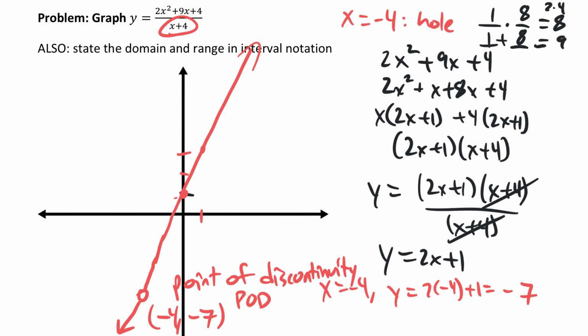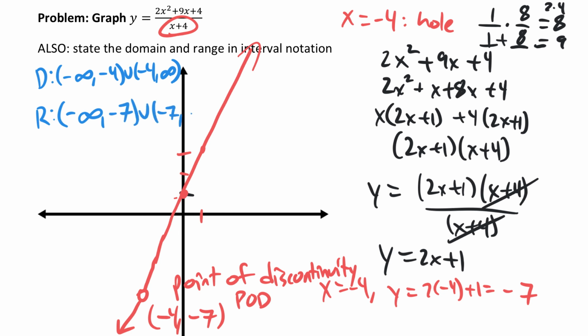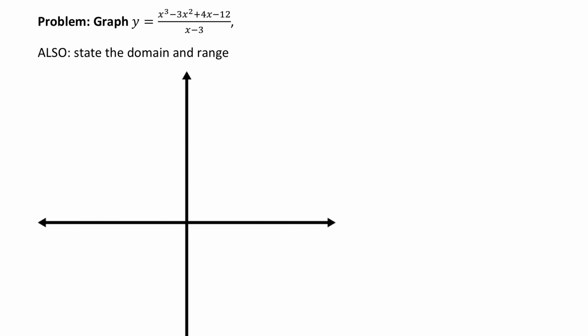Now for a little bit of extra stuff, let's do the domain and range. So the domain is every number except for negative 4. The way we write that is negative infinity to negative 4, union negative 4 to infinity. And the range is every number except negative 7. Negative infinity to negative 7, union negative 7 to infinity. All right, so go ahead and pause the video and give this graph a try. And when you're done, make sure you put the domain and range as well.